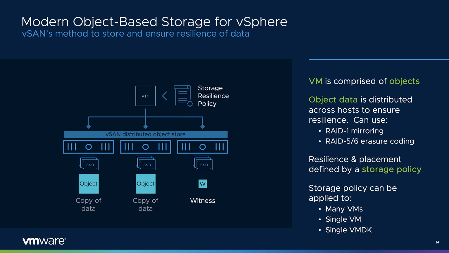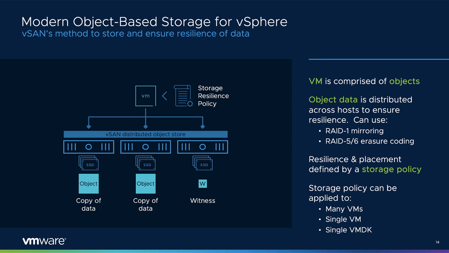VMware vSAN uses a data placement approach that is most analogous to an object store. VMs that live on vSAN storage are comprised of a number of storage objects, which can be thought of as a unit of data. This data is placed across hosts in the cluster to ensure resiliency. What makes vSAN so powerful is that the administrator simply applies a storage policy to one or many VMs that defines the outcome, or the desired level of resilience, and vSAN takes care of the rest.